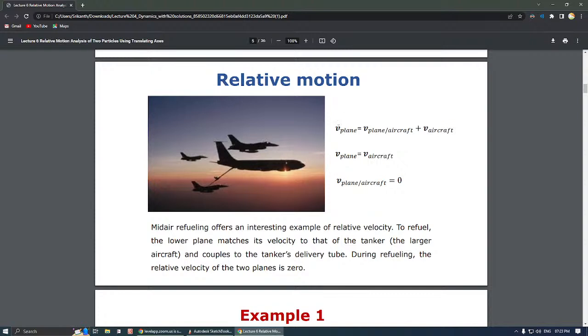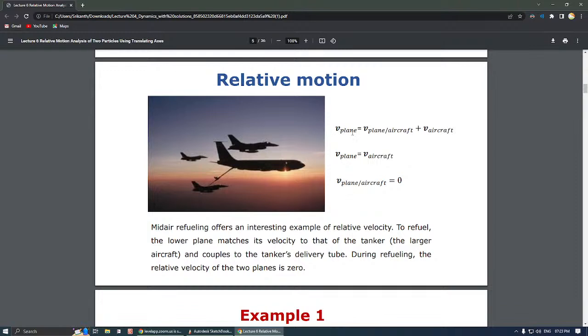So here, velocity of the plane with respect to aircraft. Which one is aircraft? Which one is plane? So this is an example of fuel transfer happening between the jets, right? For the fuel to be transferred, both should attain the same velocity. Only when both attain the same velocity can the fuel transfer occur. So here I think he's explaining the same thing.